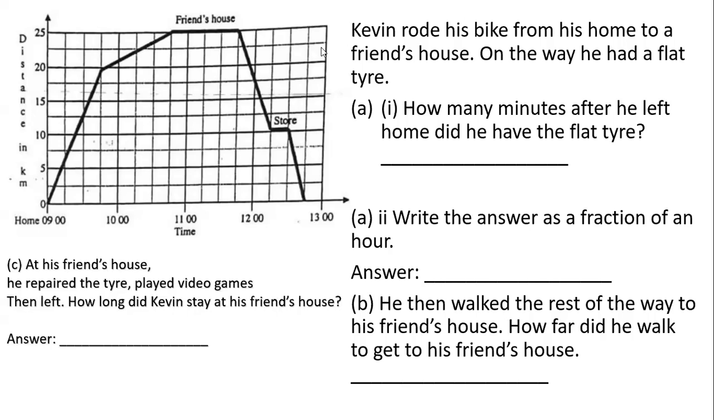So the first thing we have to do is figure out what time he had this flat tire. And apparently he had the flat tire right here. You could tell because the speed was not as fast. The speed here is much faster than here. So we had the flat tire right here. We're gonna bring this down and down. So this here is 15 minutes, so it's 9:15.